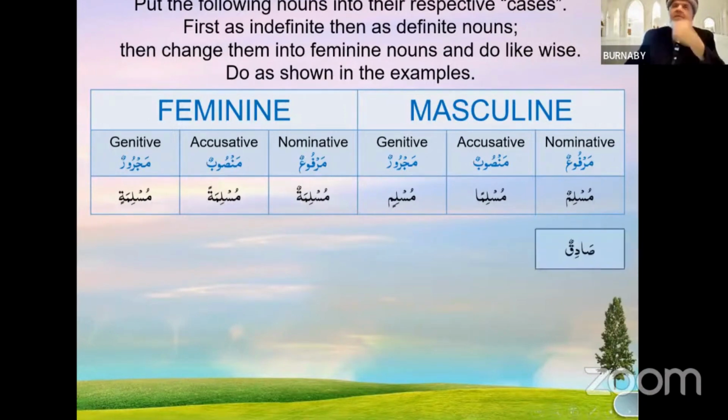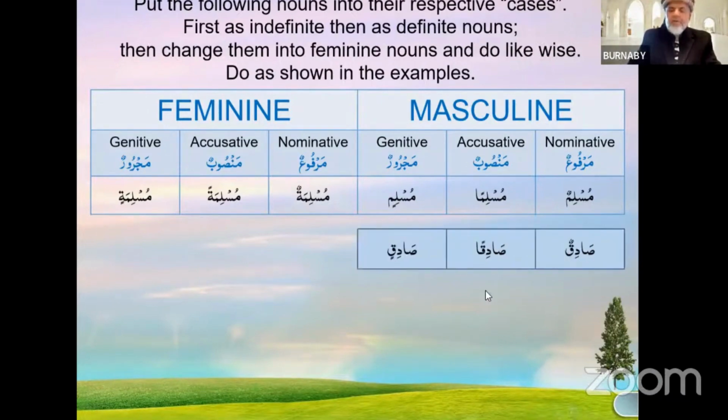Now the next word is sadiqun. Now somebody give me the nasab and jar for sadiqun. Brother Wasim, could you please give me the nasab and jar for sadiqun? Sadiqan, sadiqin. Look at this. Everybody good with this? Sadiqun, sadiqan, sadiqin. Why is there an extra alif, Brother Wasim? Because it's masculine. Okay.